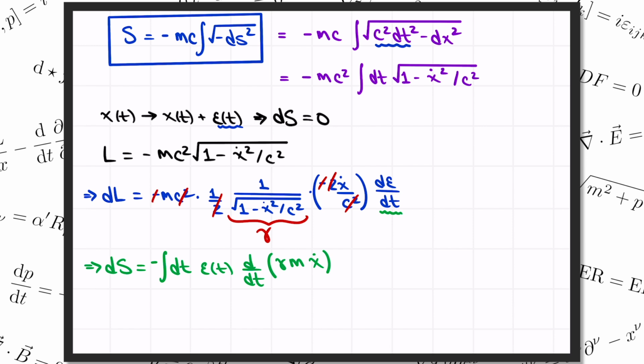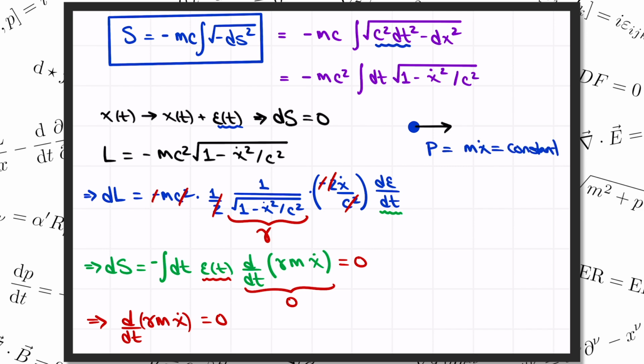Since this is supposed to be 0 for any function epsilon, we conclude that the thing it multiplies here has got to vanish independently. That's the equation of motion. d/dt of (γ m ẋ) equals 0. In Newtonian mechanics, the analogous calculation would have given us Newton's second law. d/dt of the momentum m ẋ equals 0. In words, a free particle travels along in a straight line with constant momentum.